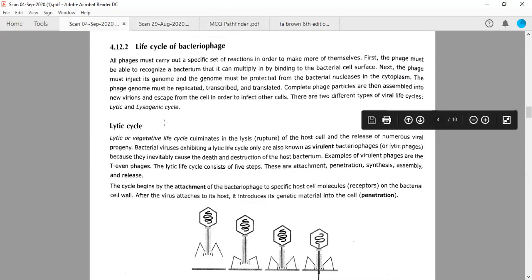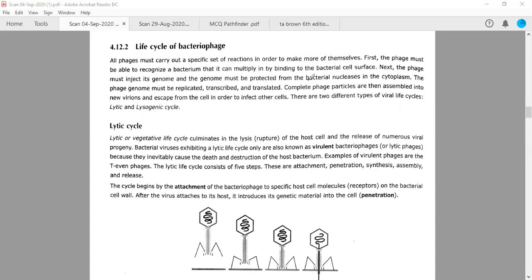Now we will discuss first the lytic cycle performers. So all phages must carry out a specific set of reactions in order to make more of themselves. In order to replicate themselves, they need to infect different organisms. First, the bacteriophage must be able to recognize the bacterium that it can multiply in by binding to the bacterial cell surface. Next, the phage must inject its genome, and the genome must be protected from the bacterial nucleases. So this is an important requirement. Why does it need to protect its genome from bacterial nucleases? Because the capsid will help in the protection of the genome from bacterial nucleases, right?